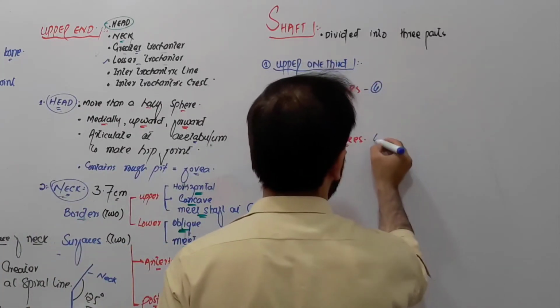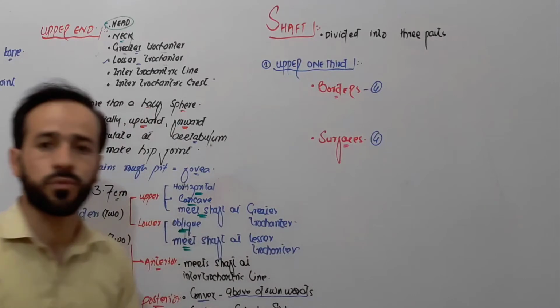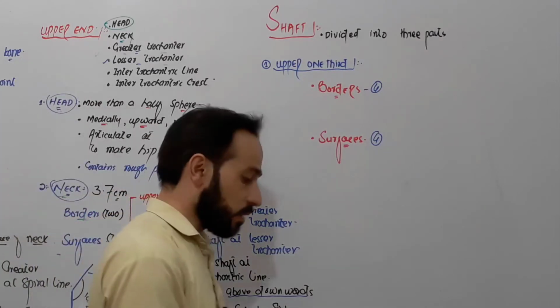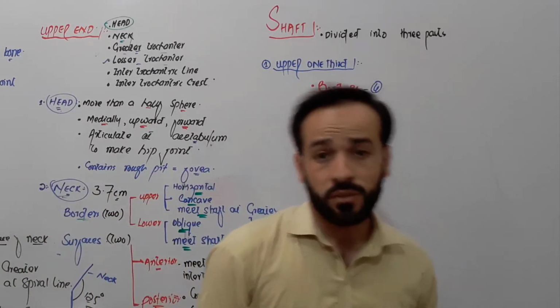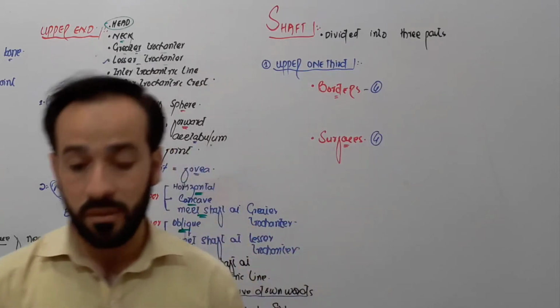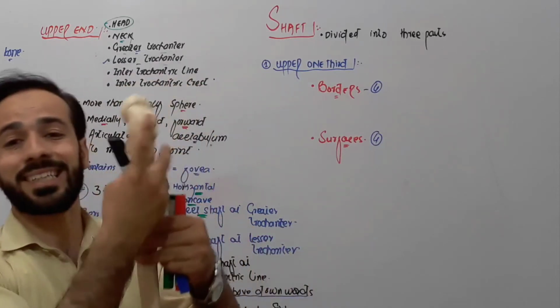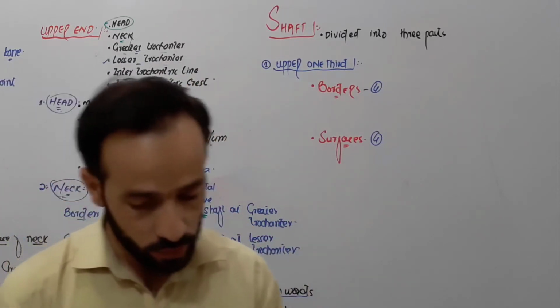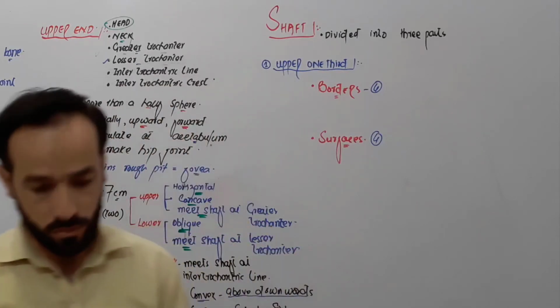And how many surfaces? There are 4 surfaces. So 4 borders and 4 surfaces. And what are those borders? First of all, we should know about the borders. Then I will show you in this bone practically, right? Don't worry, guys. First of all, let me write the theory. Then we will go towards the bone.